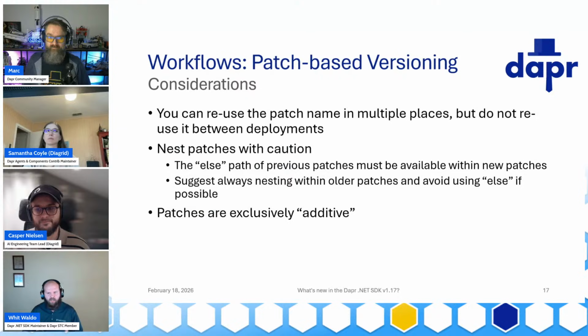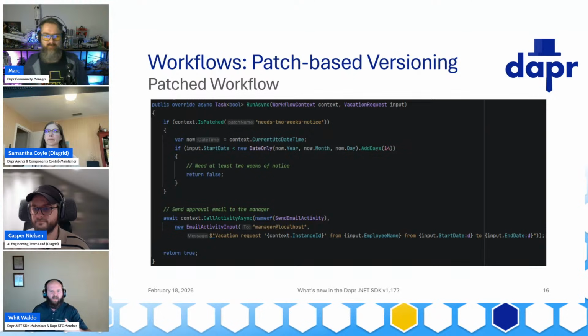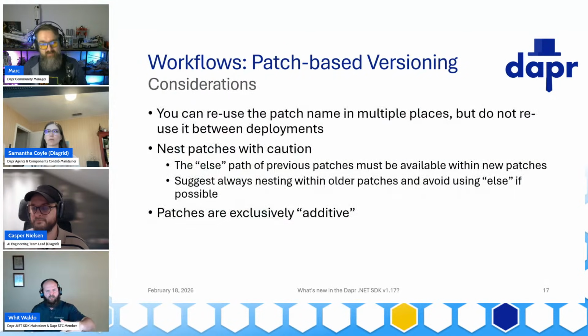Some considerations you should keep in mind. It will break that deterministic contract if you reuse the same patch names between deployments. So don't do that. I guess in my case, I add needs 2 weeks notice. If you release a deployment with that, don't re-release that same patch later on, because that's going to be part of the version history. If you suddenly add that to future deployments, you're going to mess up your version history.